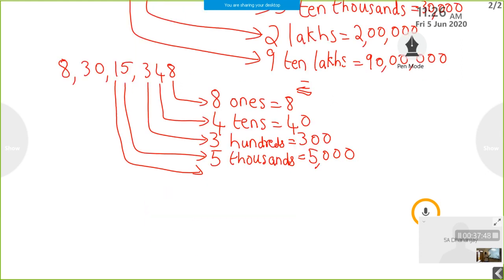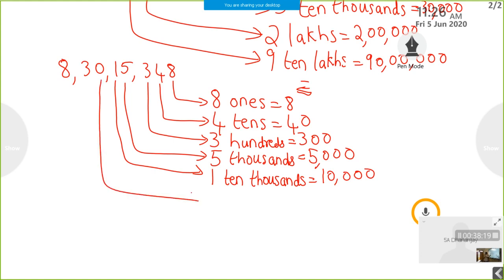1 lies in the 10,000s place. So its value is 1 ten thousand, that is 1 into 10,000 is 10,000. You can write in words as 1 ten thousand and in numerals as 10,000.